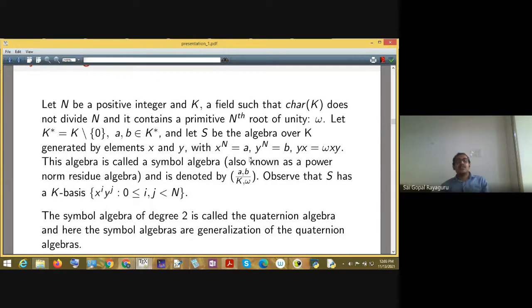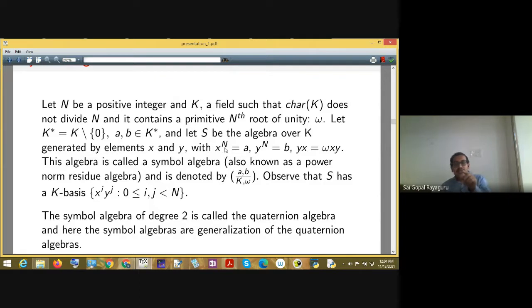With this, if we construct the algebra S, then we call this S a symbol algebra of degree n, because we considered the nth root of unity omega and used it in this definition. We took two elements x and y and bound this algebraic structure S by this rule: x raised to the power n is a, y raised to the power n is b, and the product yx is equal to omega times xy. So this algebra is called a symbol algebra.